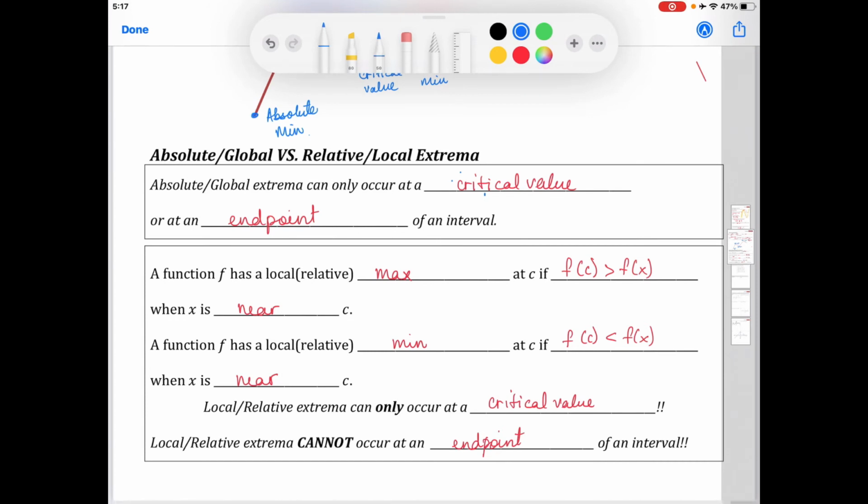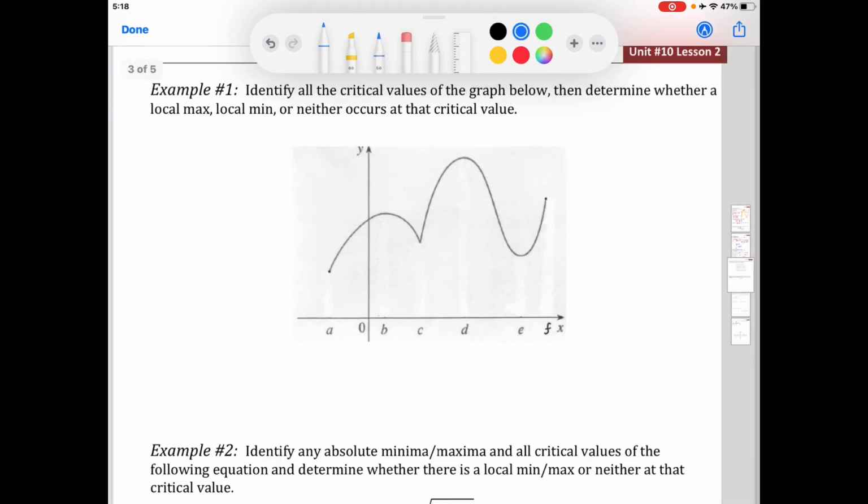And it is for the reason that you can only have a relative high point or a low point if you have values to compare around it. If there are no values to compare around, you cannot have a relative high or min. So that is the reason why it cannot happen at endpoints. So let's do example one. It says identify all the critical values of the graph below, then determine whether a local max, local min, or neither occurs at that critical value.